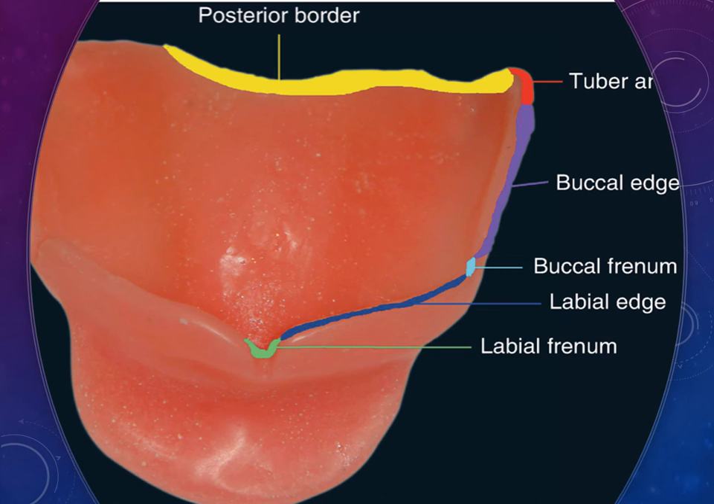As you look at this picture, this is your custom tray, or special tray, with which you will be doing your border molding. In this area, the labial frenum has to be recorded. When you place green stick compound in the labial frenum area and place it in the patient's mouth, you retract the upper lip upward, outward and downward. These are the three movements that you do for the upper lip to record the labial frenum area, and so is that of the buccal frenum, the labial edge, and the buccal edge. In the tuberosity area, as I mentioned, the patient has to open and close the mouth.